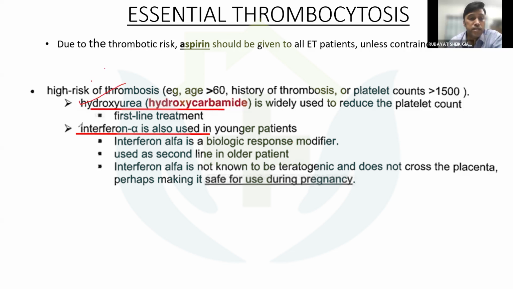Some European countries are using interferon alpha in younger patients as a first line drug, but for us, we will be using hydroxyurea as a first line treatment. Interferon alpha is a second option, especially in the older patients, and it also can be used in pregnancy. So aspirin plus hydroxyurea is the treatment of essential thrombocytosis. Very important question.